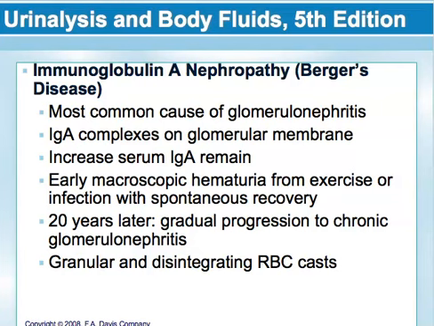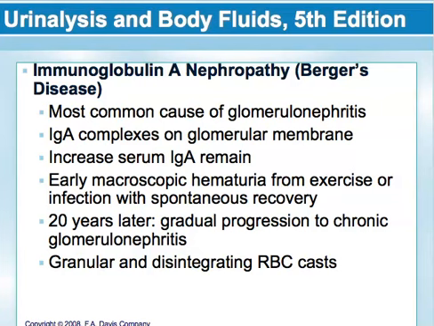Okay, next is IgA nephropathy, which is also known as Berger's disease. This is the most common cause of glomerulonephritis. IgA deposits in the glomerular membrane, which could be due to a mucosal infection. It's usually seen in children and young adults. Your lab results associated with this one, you'll have macroscopic hematuria following an infection or strenuous exercise, from which the patient recovers spontaneously, but microhematuria and increased serum IgA levels remain.